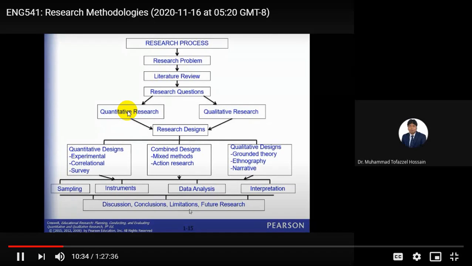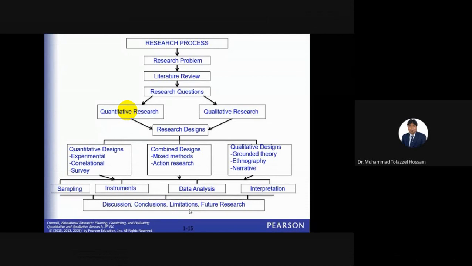Sometimes it can be delimitation, that is, how far you will go for your research. Are you going to include all the public universities or all the private universities, or in your research did you only cover major public universities, but there is no data from private universities? That is also your limitation. So you have to mention the limitations also. Okay, then future research.